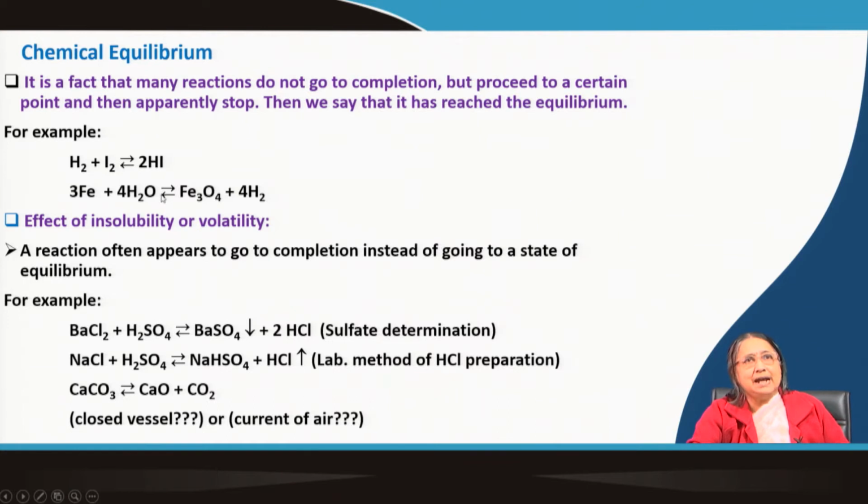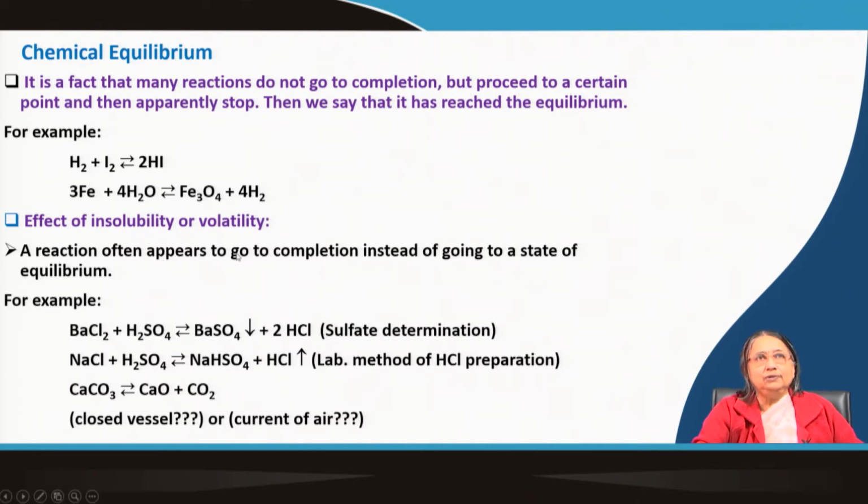Now, some reactions we need to complete to 100% reaction, to make it 100% conversion. Then how will it go like that? Some reactions are complete, that we all know, but we also need some reactions to be complete for analytical purposes or some other purpose. Then the main question is how we can do that and under what conditions it happens. Here some examples are given.